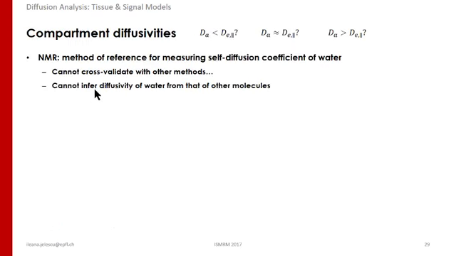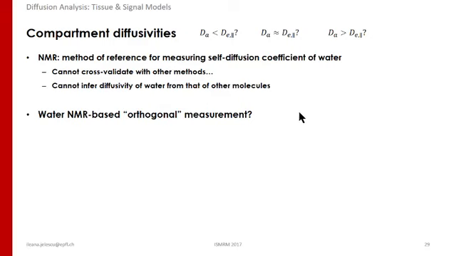Now, the big chunk that remains is the validation of compartment diffusivities. As I've mentioned, there's really this question mark here around the inequality, which one is higher, inside or outside. And the problem is that NMR is really the method of reference for measuring self-diffusion coefficient of water. So it's very hard to cross-validate with other methods. And you also cannot infer diffusivity of water from that of other molecules. So now, your best hope is really to try to find some water NMR-based orthogonal measurement that will enable you to tell which one of these is correct.